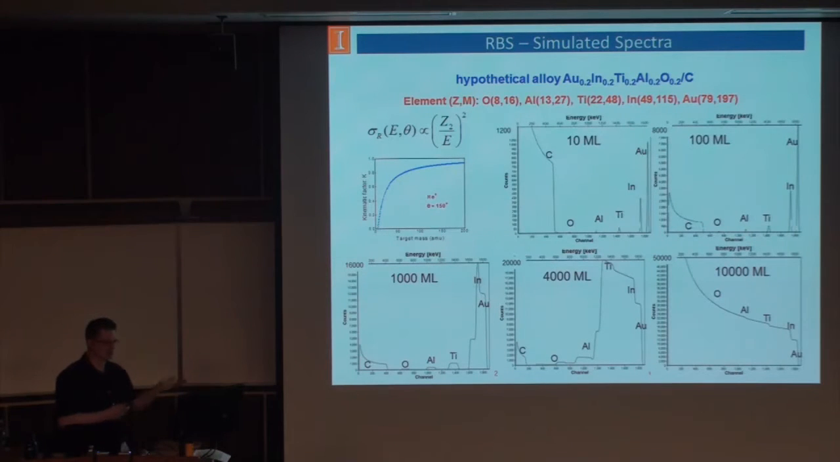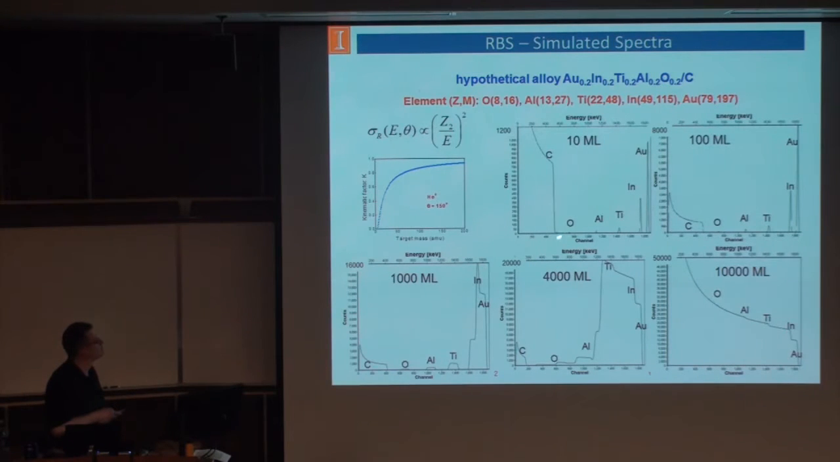And this kind of shows that as well, re-showing the kinematic factor here. Basically we made up a hypothetical alloy, again, of 20% gold, 20% indium, 20% titanium, 20% aluminum, 20% oxygen on carbon. The idea behind that is we're basically doubling the atomic number, more or less, as we go through. From this, looking at the kinematic factor, we have good sensitivity at high mass. So even though we have the same amount of gold as we have oxygen, we have a much bigger peak for a very thin film, 10 monolayers thick.